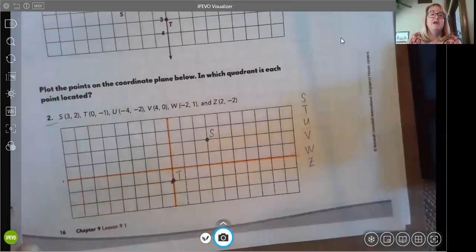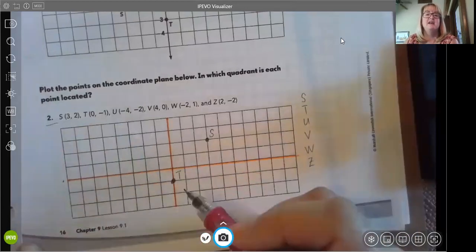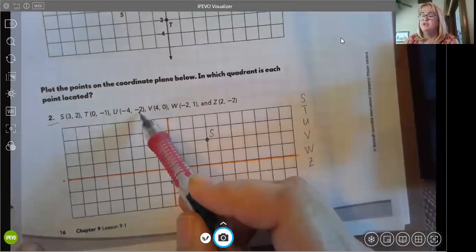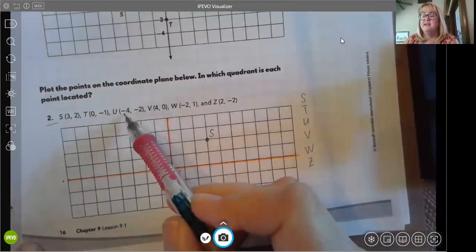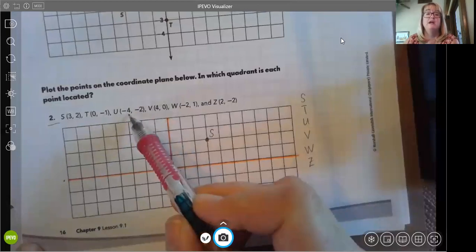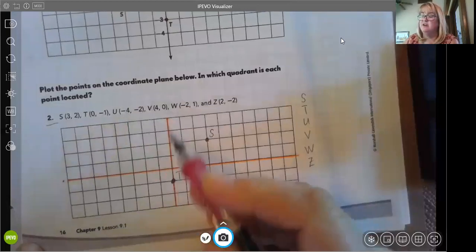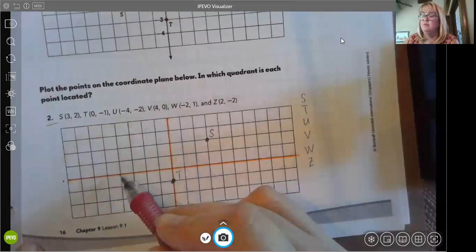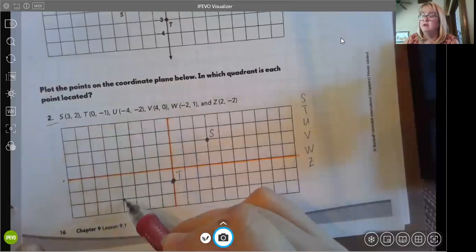Okay. U is (-4, -2). So we're going in the negative direction, backwards 4, and then in the negative direction down 2. So back 4, down 2. I'm going to start at the origin and go back 4: 1, 2, 3, 4, down 2: 1, 2. And that was point U.